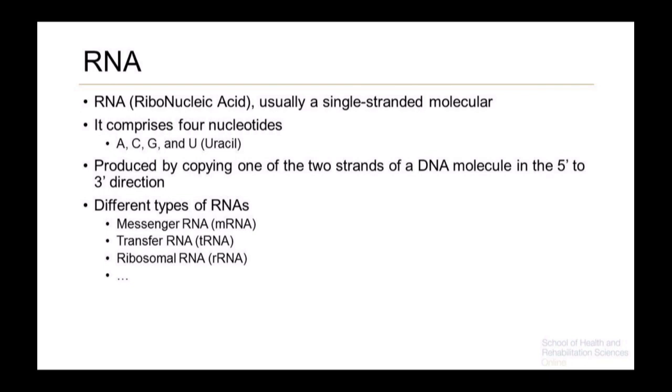RNA is typically a single-stranded molecule. There's one difference on the base between DNA and RNA. In DNA, the 4 bases are A, C, G, T. In RNA, they are A, C, G, U. There are multiple types of RNAs. For instance, messenger RNA or mRNA, transfer RNA or tRNA, ribosomal RNA or rRNA.